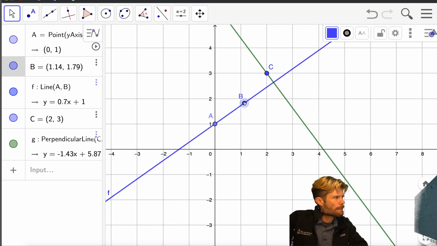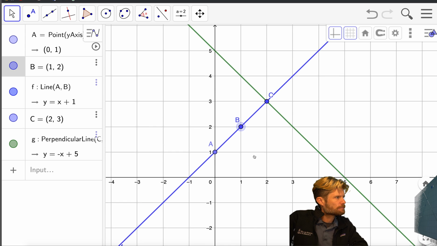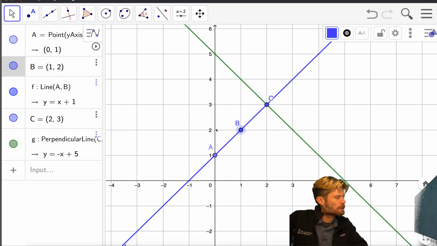All right. How about this one? The blue line slope is up 1 over 1. The green line is down 1 over 1.